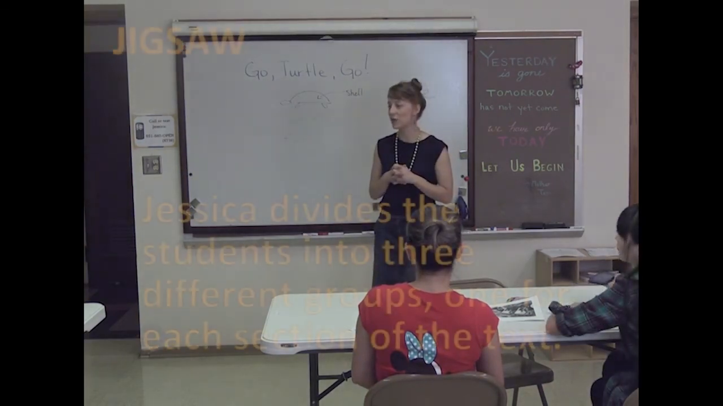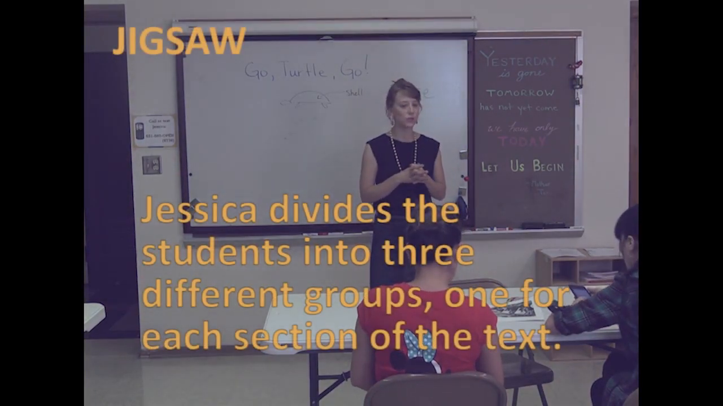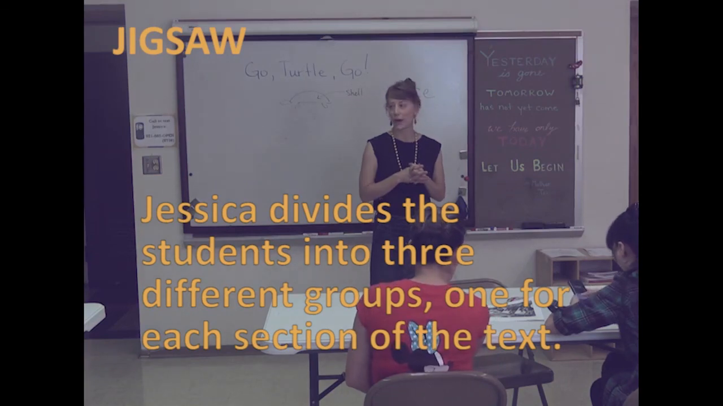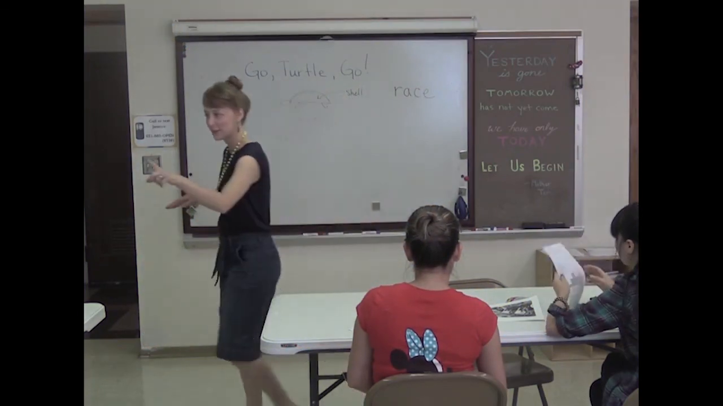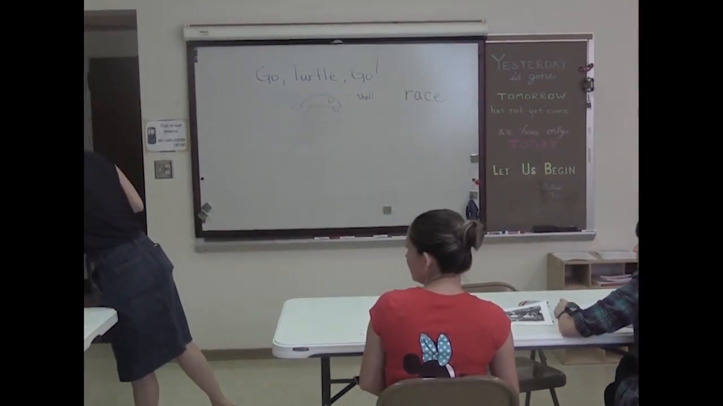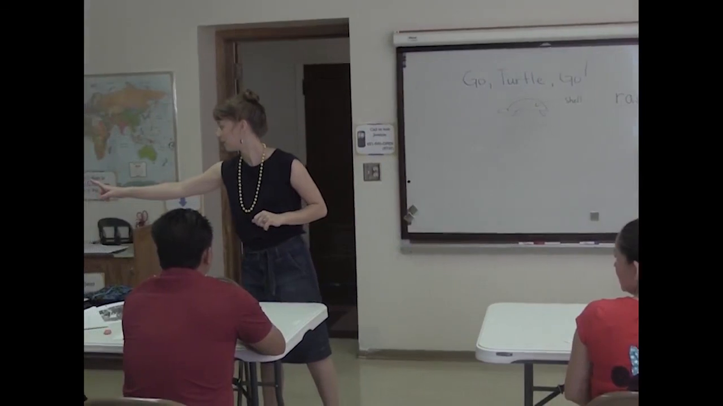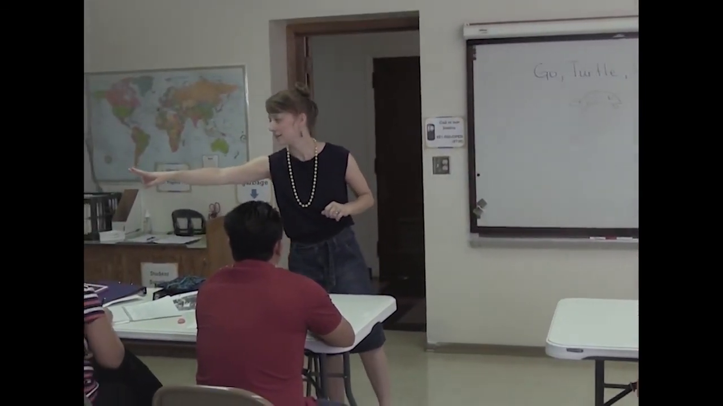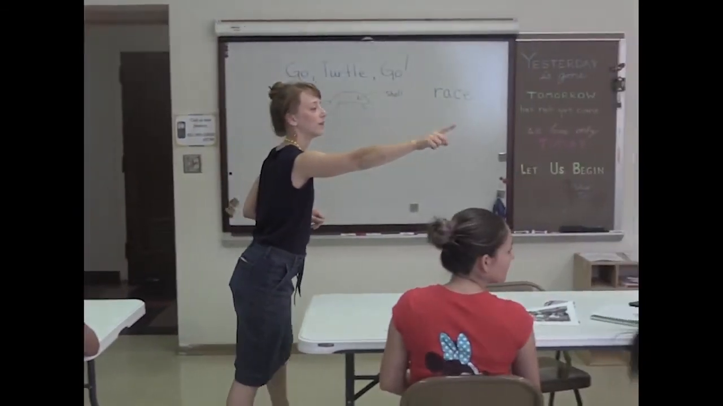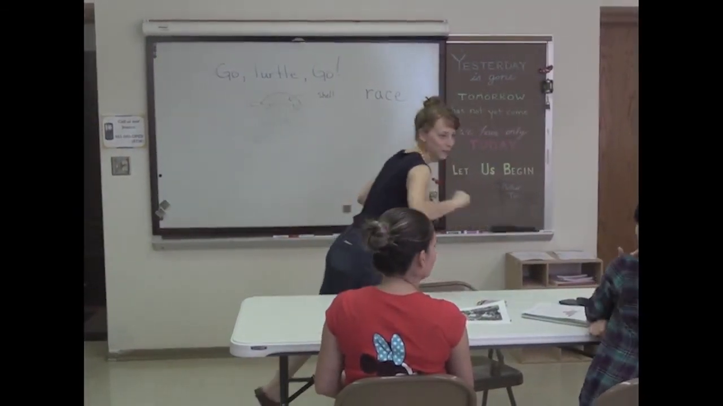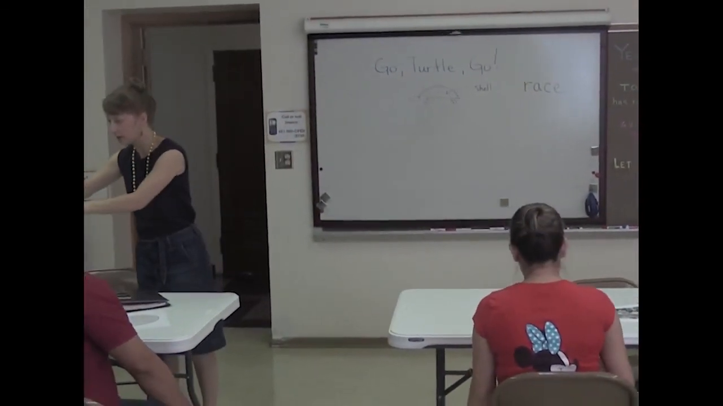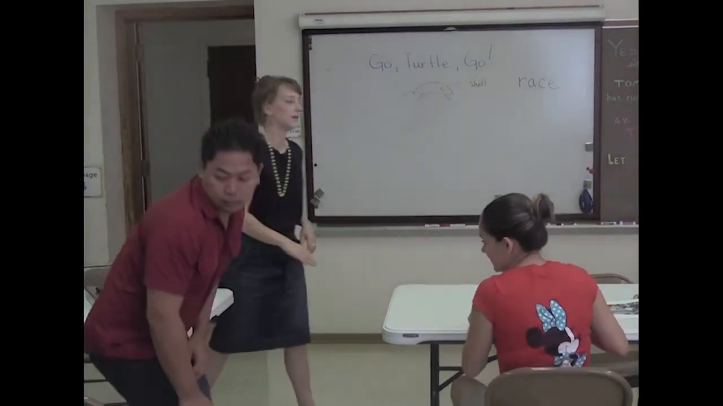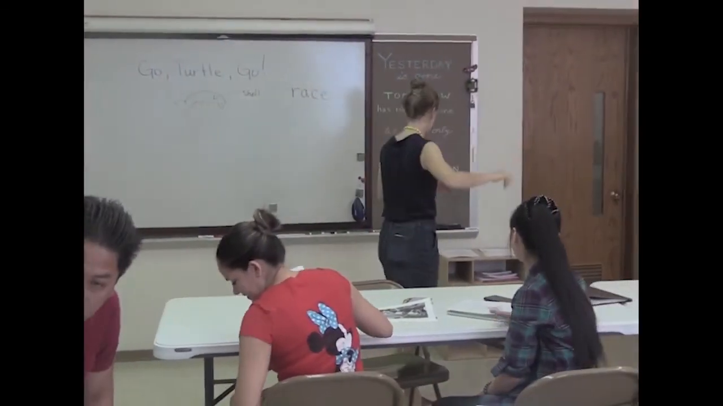All right, for this reading, we're going to get into some groups. So I'm going to give you a number. 1, 2, that's me, 3. Perfect. I would like the 1s to come and sit over here, the 2s back there, and the 3s somewhere over here.